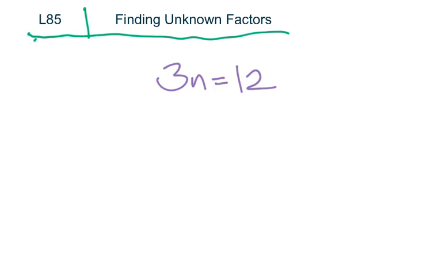L85, finding unknown factors. We've dealt with these ideas before. I've been front loading this for years, basically. It says finding unknown factors. Unknowns in math lead us to algebra, and that's what you're looking at, an algebraic equation: 3n equals 12. As you know, the direction for this will be quite clear. It'll tell us to just solve.